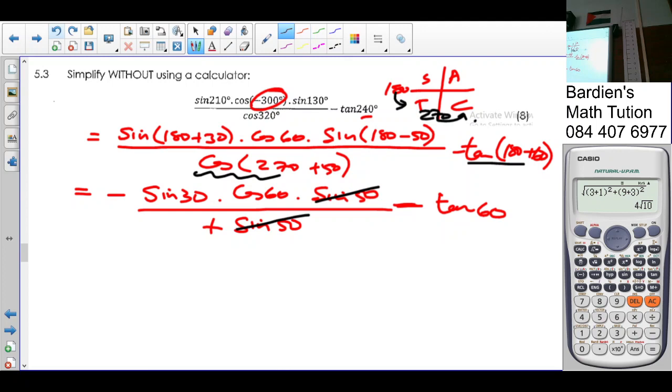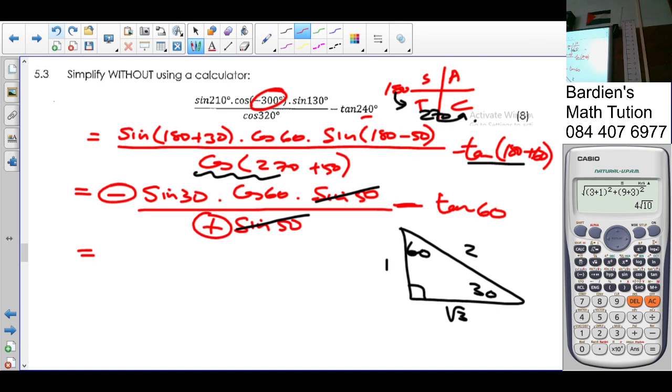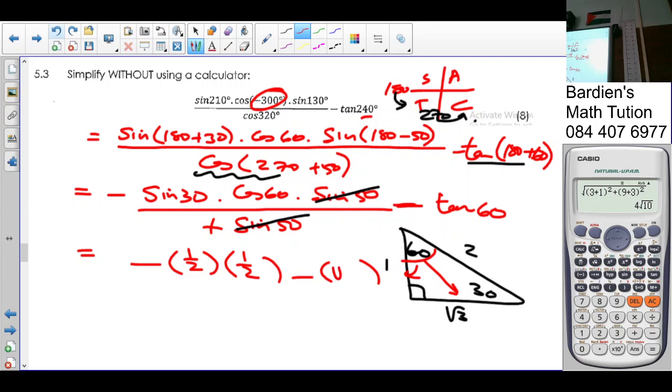So I need a 30 degree triangle and the 60 degree triangle. So sine is 1, 2, root 3. That's your 60 degrees. So it's negative times positive, which is negative. So sine of 30, cos of 60, minus tan of 60. Sine of 30 is a half. Cos of 60 is adjacent over hypotenuse, so half. Tan of 60, tan is opposite over adjacent, so it's root 3. So that is simply negative a quarter minus square root of 3.